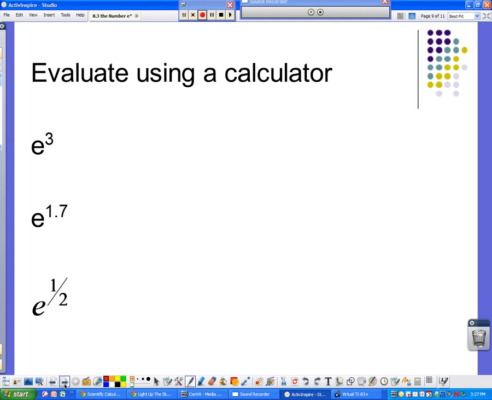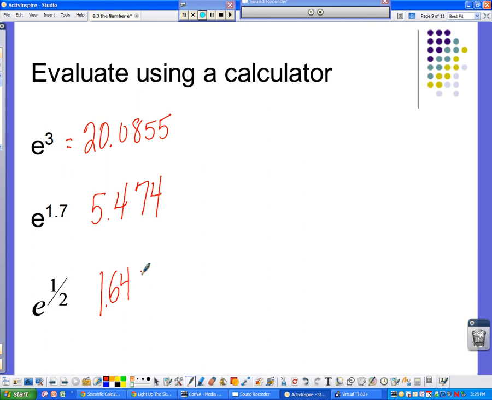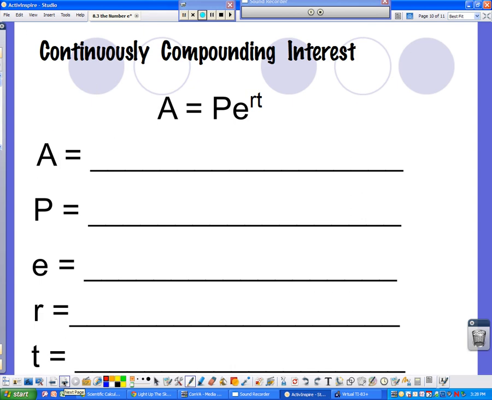So, all right, if we take e to the third, you should get an answer of 20.0855. e to the 1.7 should be 5.474. And e to the 1/2 is 1.649. Okay.